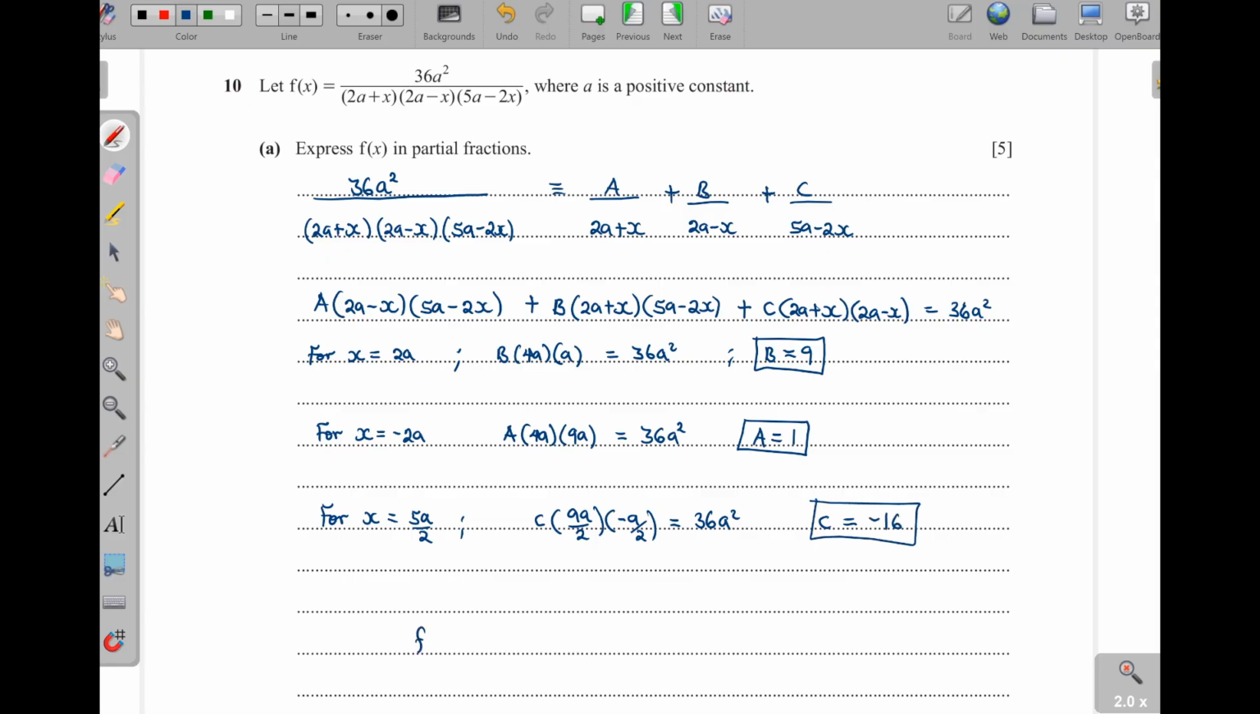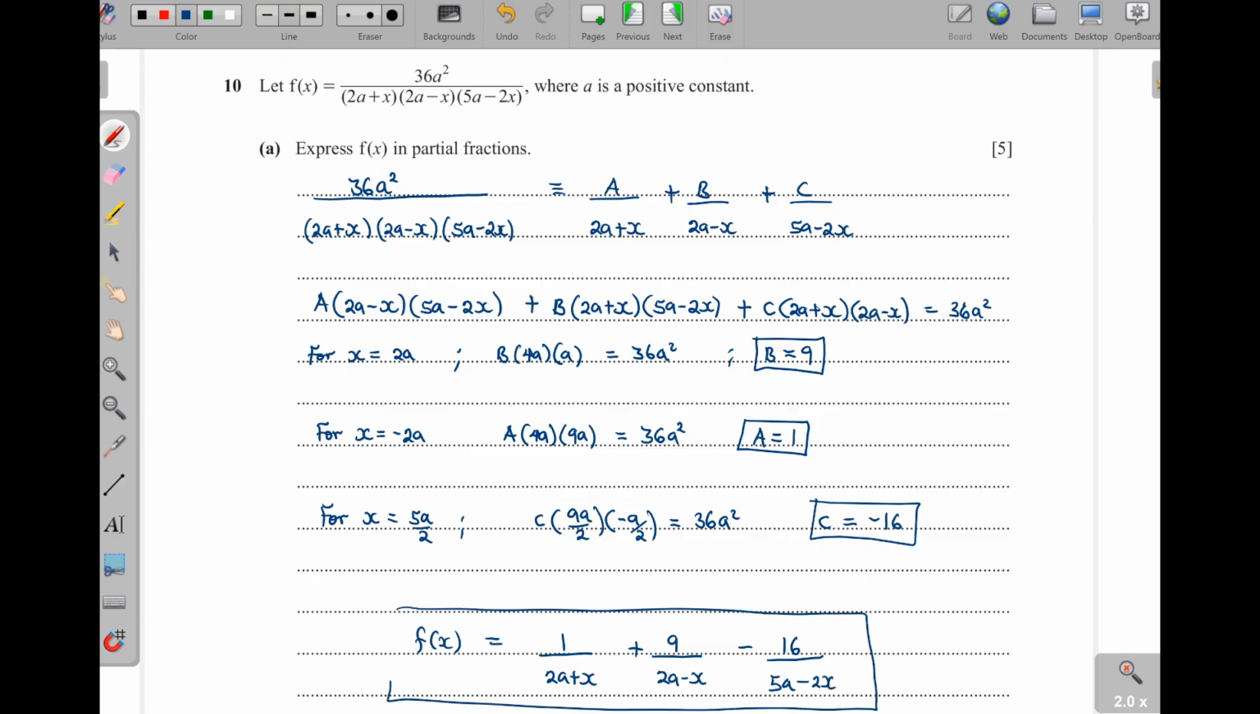So therefore our f of x is going to be, our a is 1, then over 2a plus x, then b is a positive 9, then over 2a minus x, and then our c is a negative 16 over 5a minus, I'm saying minus, then I'm writing a plus. So we have 2x here. Then that is that.